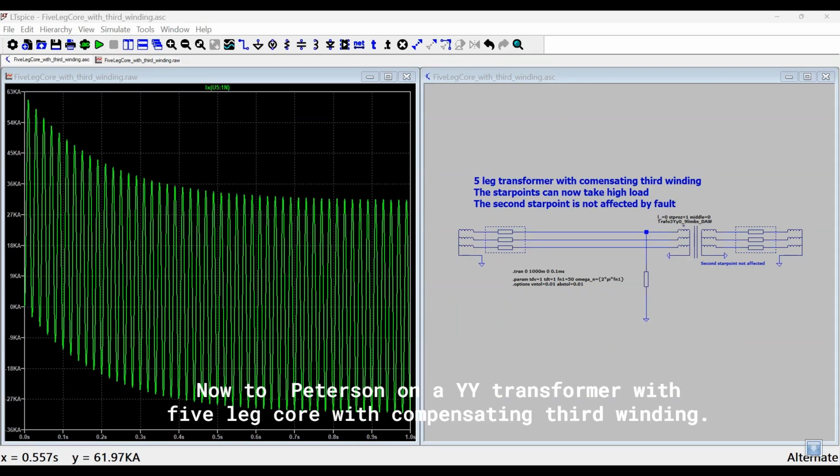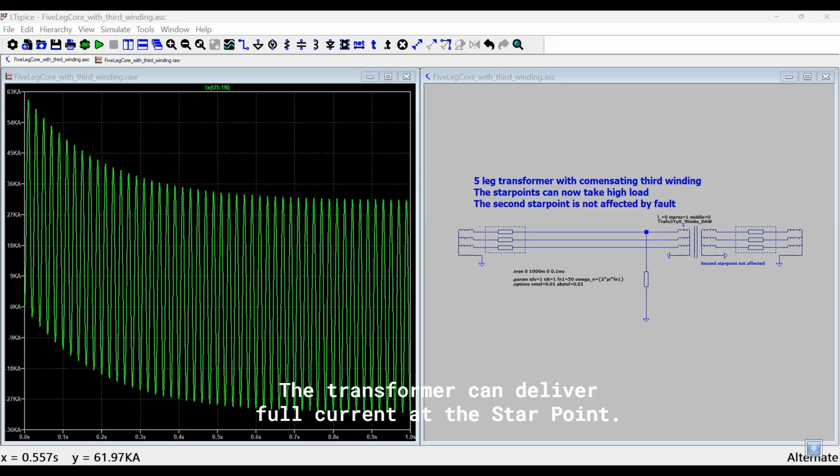See file. Now to Petersen on a YY transformer with 5-leg core with compensating third winding. The transformer can deliver full current at the star point. There is also no current transfer from one to the other star point.